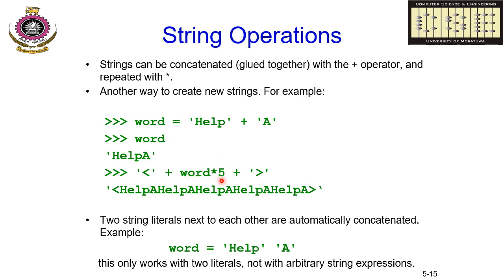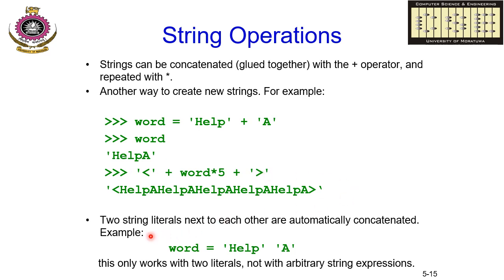And repetition is also possible using the multiplication operator, the asterisk sign. You can multiply the word by 5, that means repeat 5 times. Now the word is HelpA, and if you multiply that by 5, it will be repeated 5 times. So these two strings are also added at the beginning as well as the end.